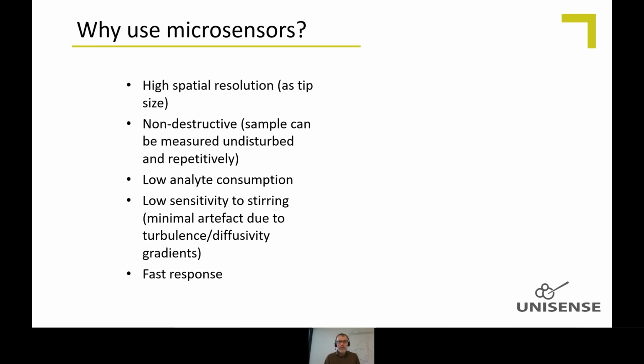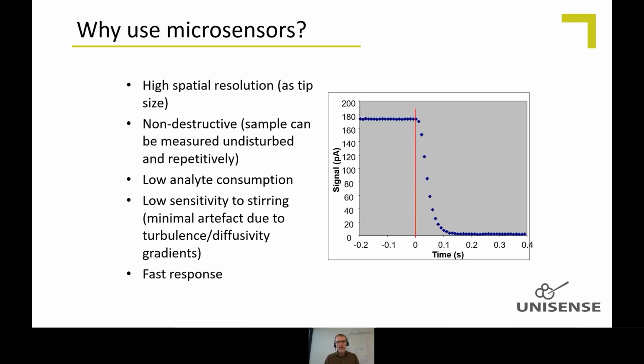They are fast responding, and typically when we talk about response times, we talk about the 90% response. That is the time it takes for a sensor to give 90% of the full response. For example, here's a sensor sitting in air and then being put into an anoxic solution. And the signal decreases very fast and reaches the 90% response already after less than 0.1 second. This is a really fast sensor.